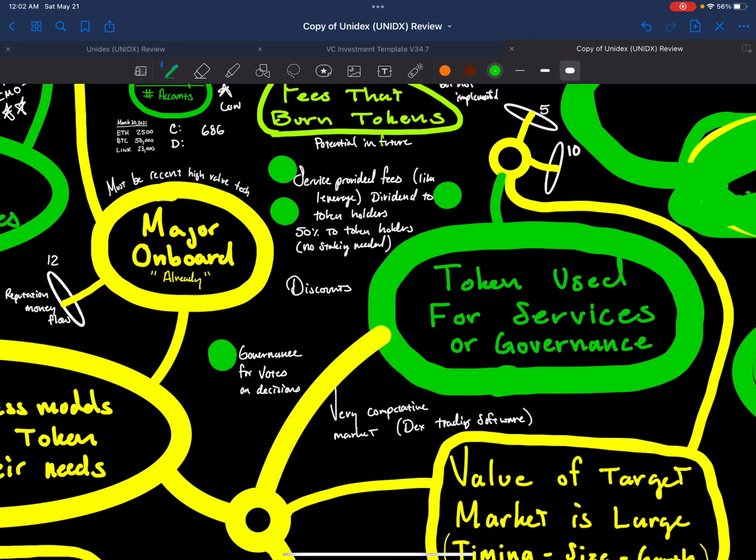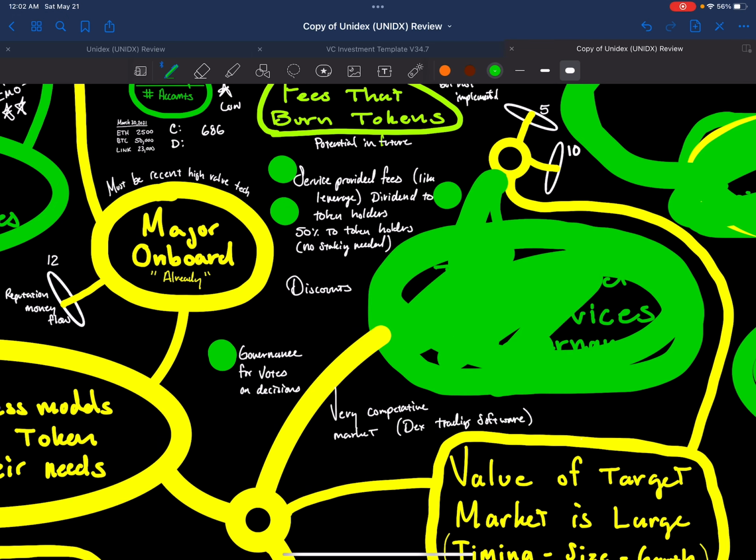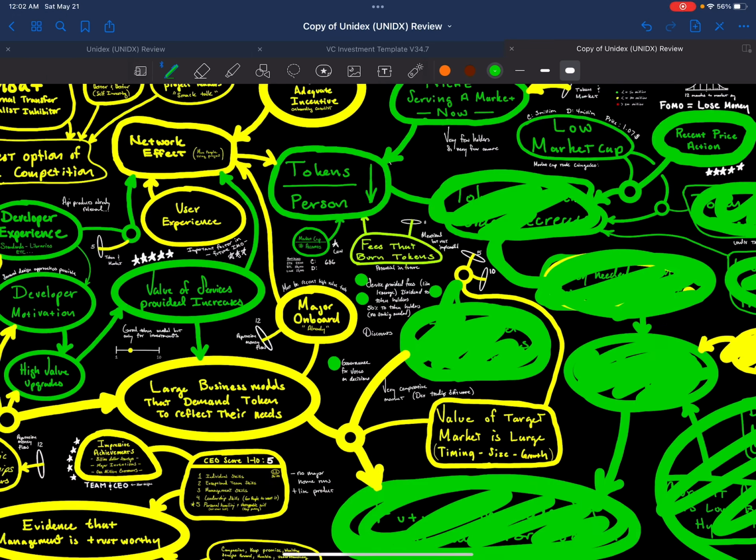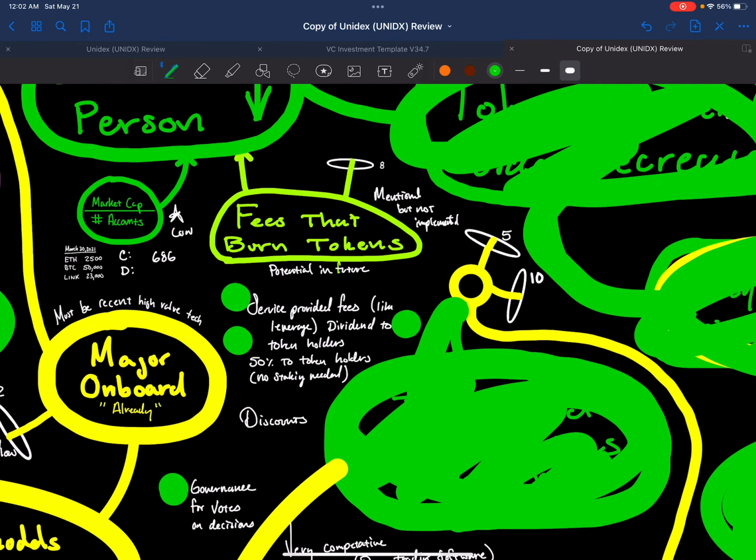Now, the token is governance for votes on decisions. They have a community board where they vote on issues and only token holders are represented. So I would say the token is pretty well represented. I'd say the token model is pretty good because it's access to those dividends. If those things were ever to come away, then it would lose those properties.